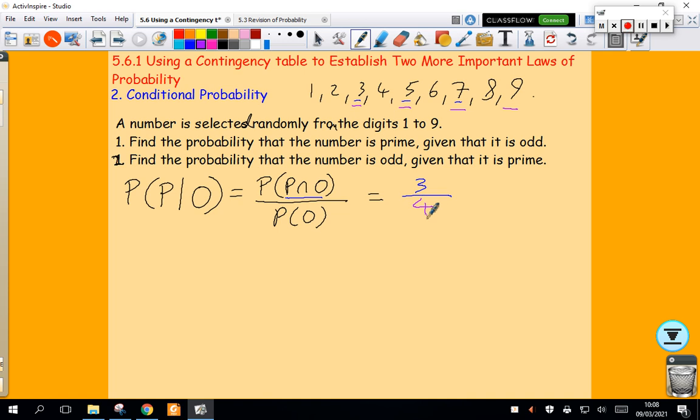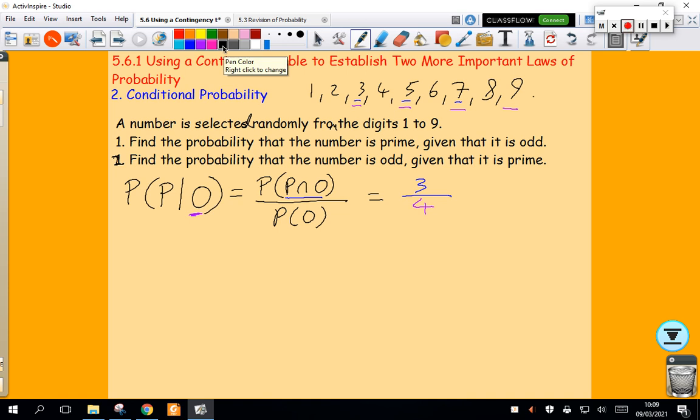The probability of it being prime, given that it is odd, is 3 in 4. There's a 3 in 4 chance. Once we know it's odd, there's a 3 in 4 chance that it is prime. If it is odd, then there is a 3 in 4 chance that it is prime.